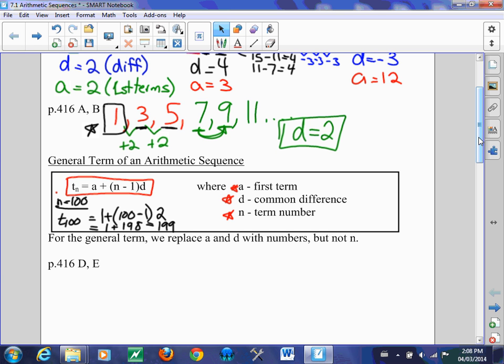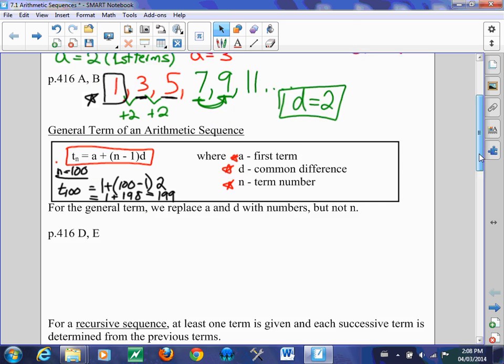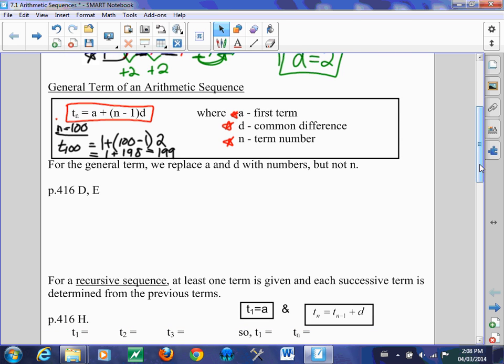So for the general term, we replace a and d with the numbers, but not n. Okay? In this case, I actually subbed it in and found the values, but you can just sub it in without. Okay? So taking a look, let's refer back to that example on page 416. It now says for D, determine the formula for the general term. So what do we know so far? We know that A equals 1, and we know that D equals 2.